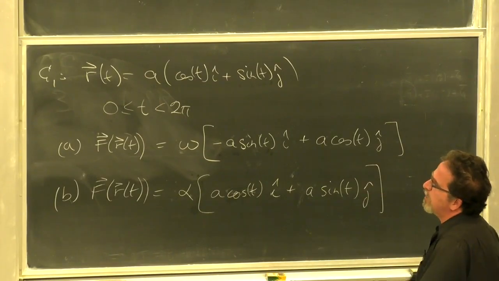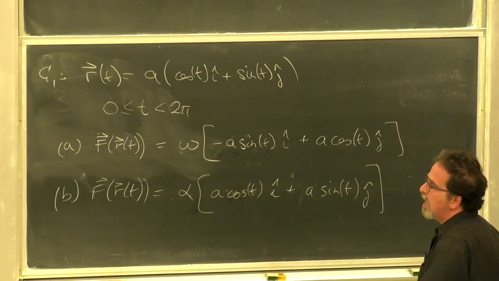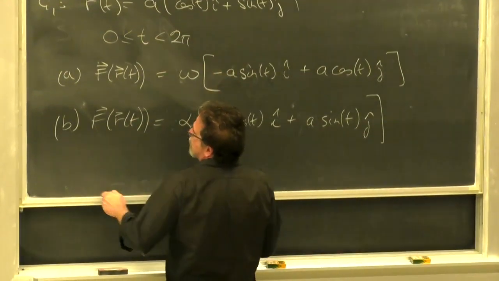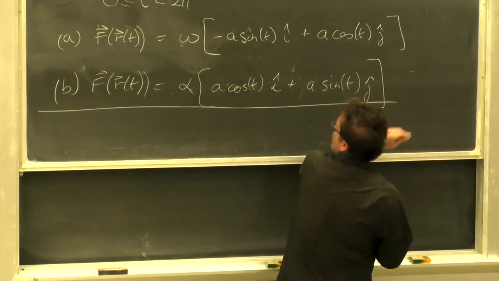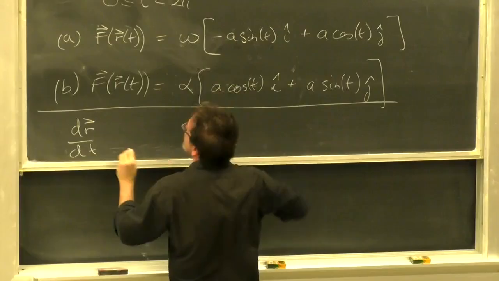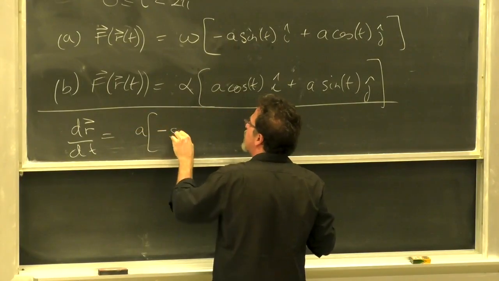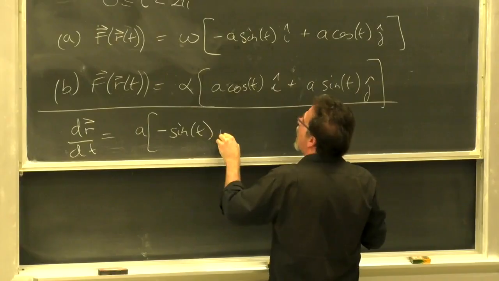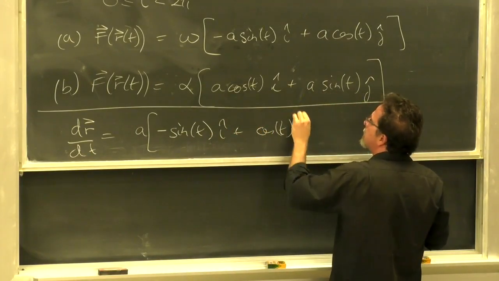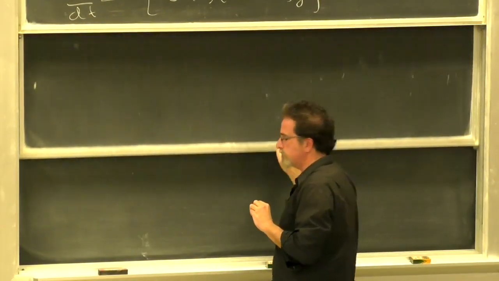What else do I need? Well, in order to compute the flow or the circulation, I need to calculate dr dt. And that's the same, because it's the same curve. It's the same for either case A or case B. So we write dr dt is simply the time derivative of this thing, which is going to give me a times negative sine t i hat plus cos t j hat. And now we're primed to do the integration.